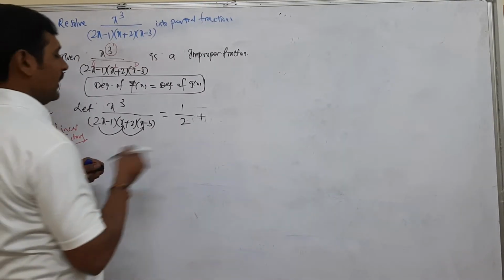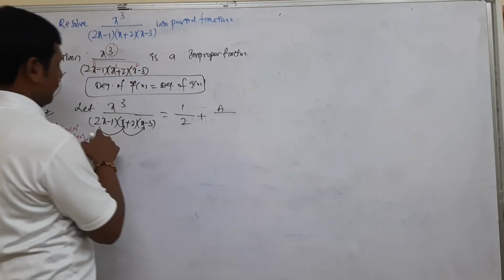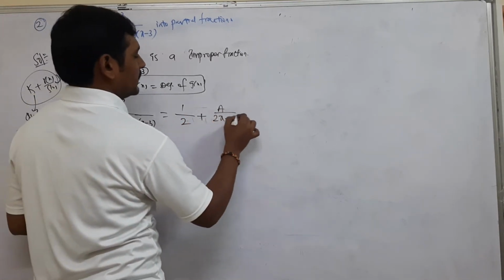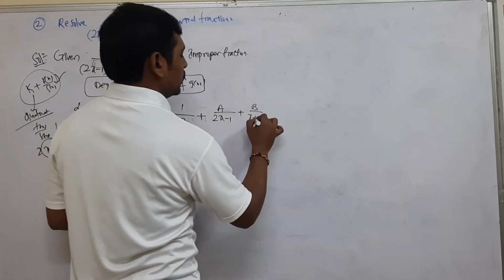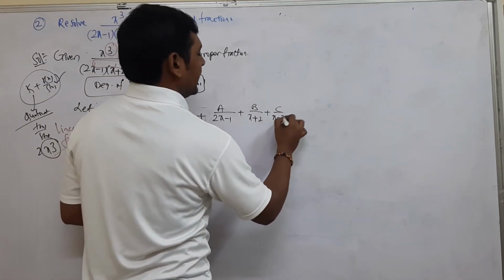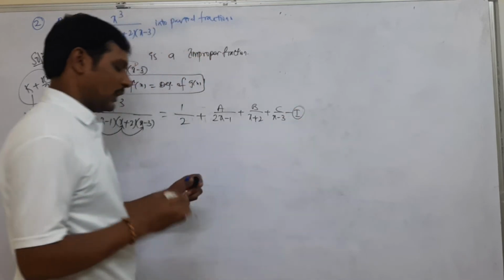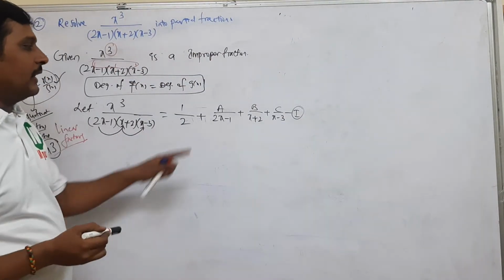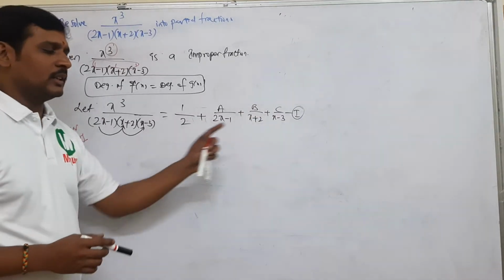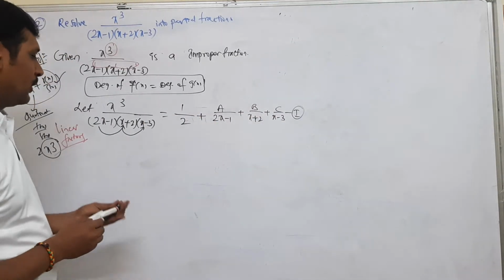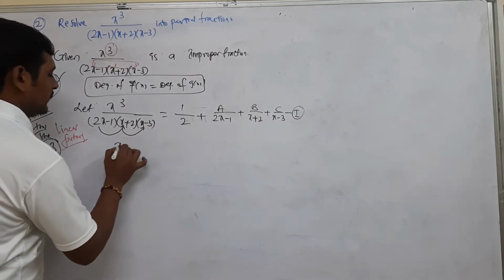What is rule number 1? A by the first factor 2x minus 1, plus B by x plus 2, plus C by x minus 3. So this is the required answer, right? Here we need to find the A, B, C values. To get the A, B, C values, let us take the LCM first. If we go for the LCM, what happens?